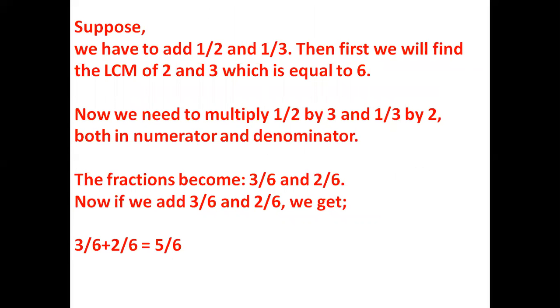Suppose we want to add 1 by 2 and 1 by 3. Then first we will find the LCM of 2 and 3, which is equal to 6. Now we will multiply 1 by 2 by 3 and 1 by 3 by 2, both in numerator as well as in denominator. So the fractions will become 3 by 6 and 2 by 6. Now if we want to add these, we will simply add them, that is 3 by 6 plus 2 by 6 is equal to 5 by 6.